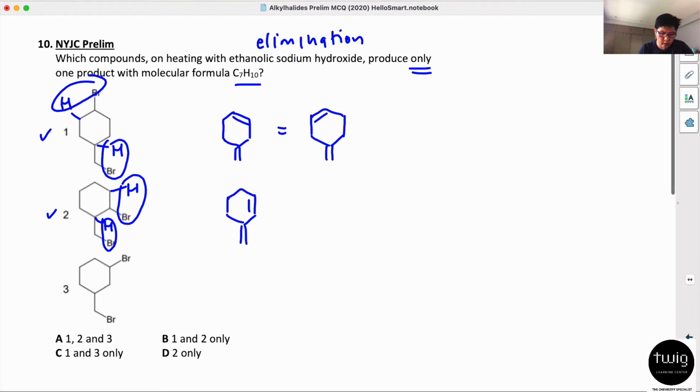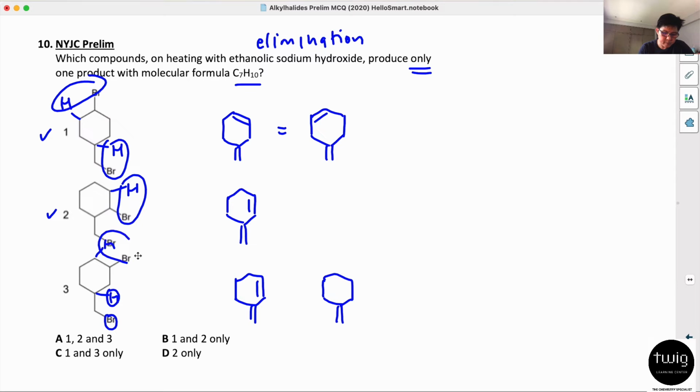Okay, for the last one, you can take away the Br and the H from here. So again, you get the double bond. All right, but for the other side, you could actually take away the Br and the H from here. So which means you could actually get a double bond on this end. You could also take away the Br and the H from here, so the double bond could be here. So this one will give you two possible products. So only 1 and 2 seems to be the right answer.